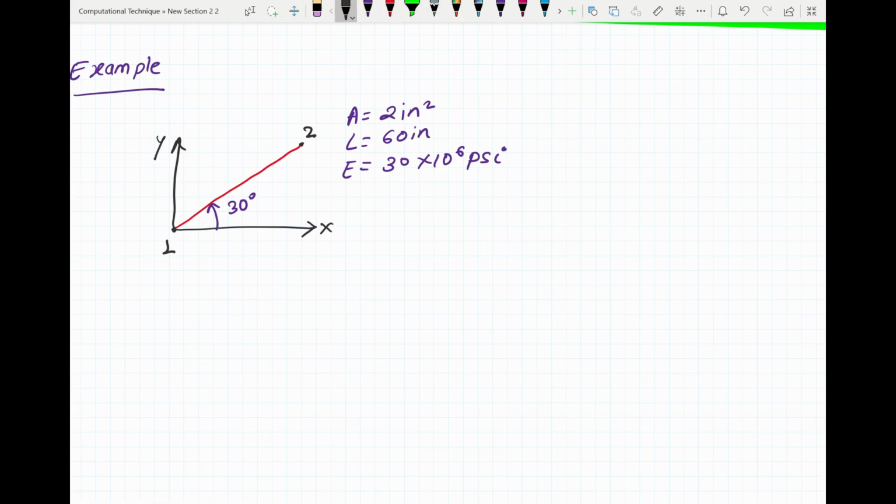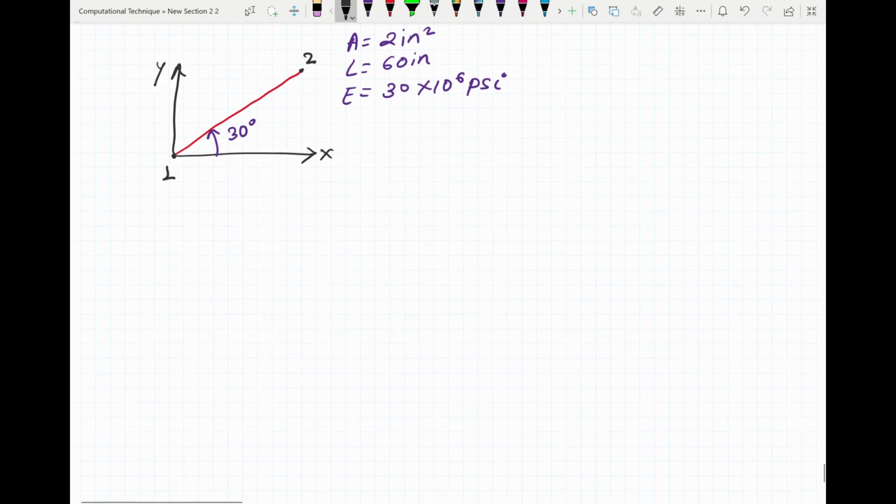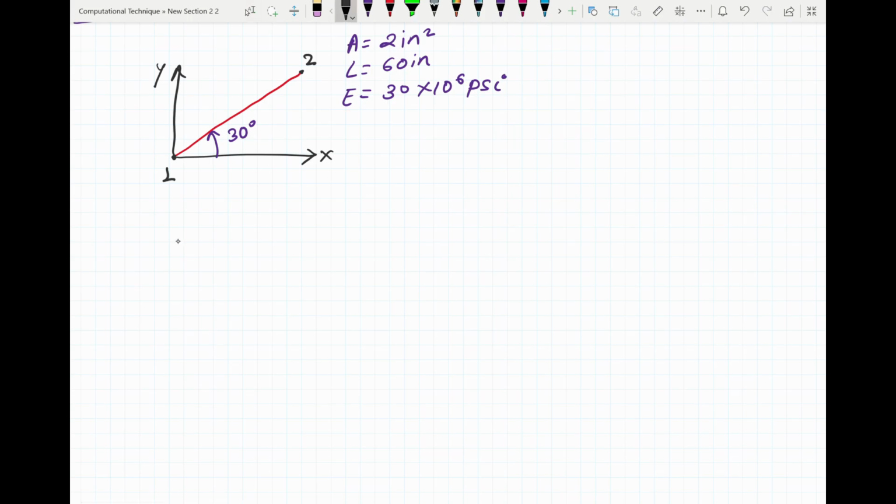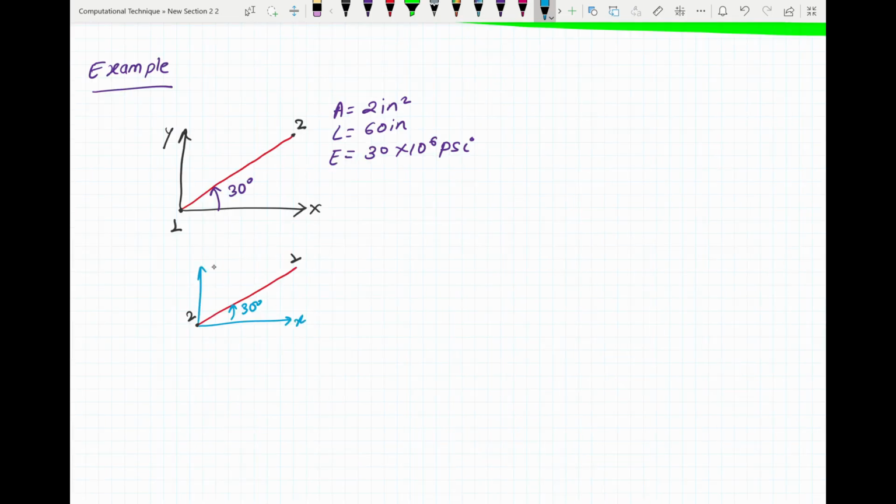Now similarly, we have another problem. Here you have to find your stiffness matrix such that this one is kind of flipped, and this is node 2 and this is node 1, and this is your angle 30 degrees. This is your x, this is your y. Now you have to find your global stiffness matrices for these two cases.